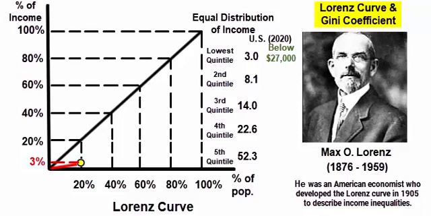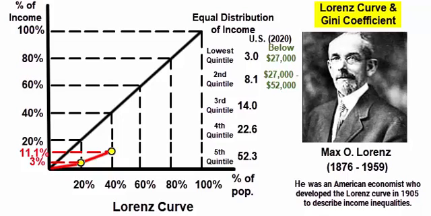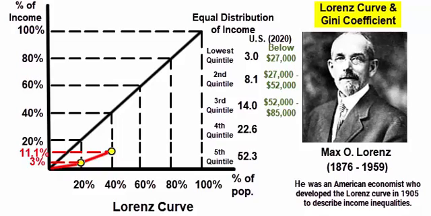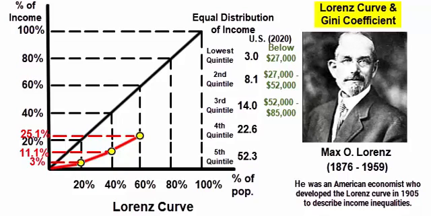The second quintile, representing those with income below $52,000 and above $27,000, was 8.1%, meaning the income of the bottom 40% equaled 11.1% of overall income. The third quintile, representing those with income below $85,000 and above $52,000, was 14%, meaning the income of the bottom 60% equaled 25.1% of overall income.